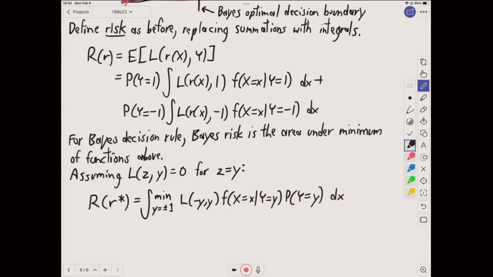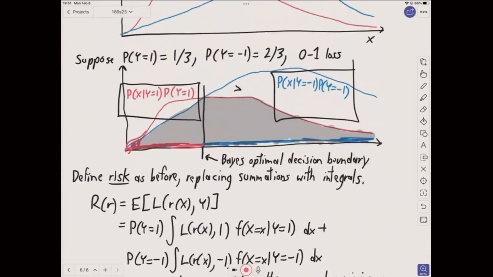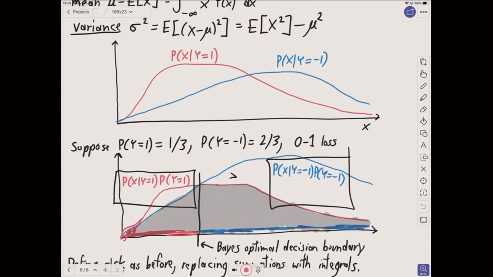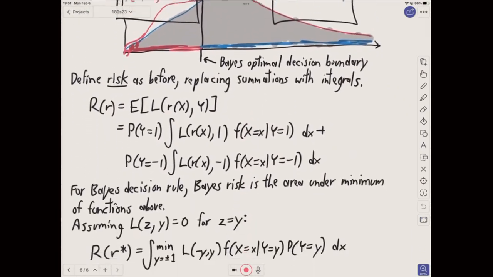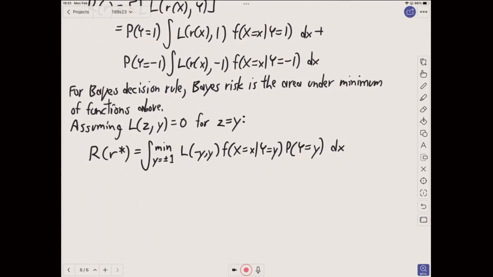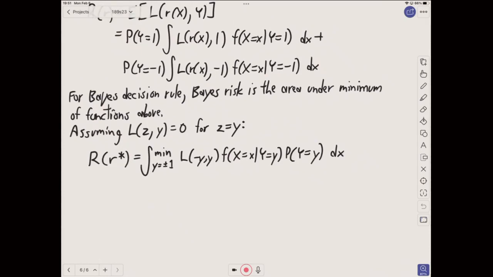Notice I've put the loss function back in. When I was doing these graphical examples here, I was using a 0-1 loss, just to keep it simple. If you want to use an asymmetric loss, then you're going to be scaling the two curves, the red curve and the blue curve. Again, you're going to be scaling them to also incorporate the loss function. But then you'll do the comparison in the same way. It's just that your curves will be rescaled.